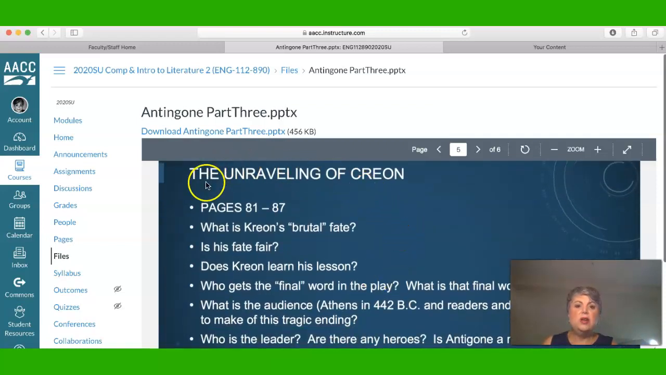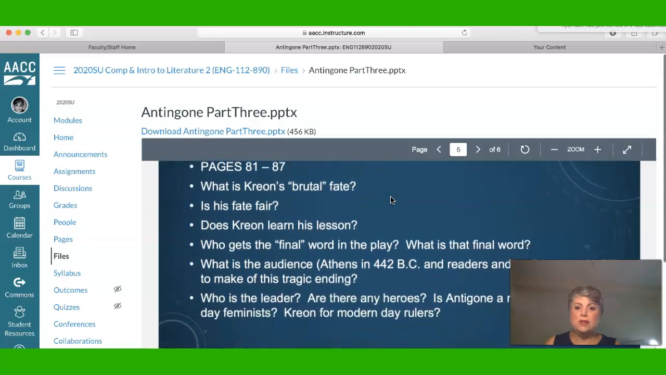And then also the unraveling of Creon. At least I have labeled pages 81 through 87, really the very end of the play, the unraveling, the undoing of Creon. What do you think about this scene? Is it just Creon's fate? Has he learned his lesson?